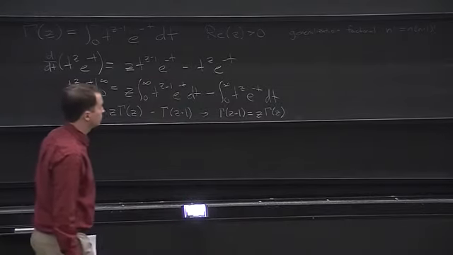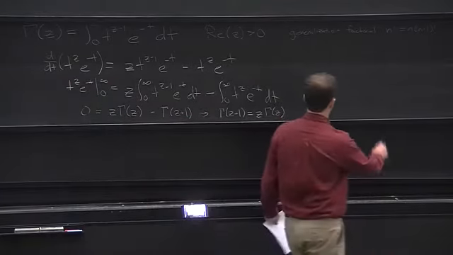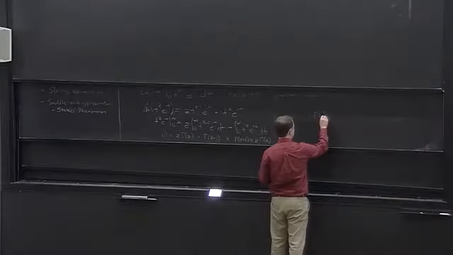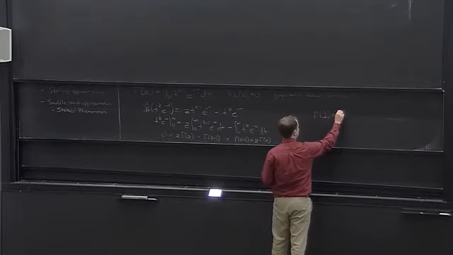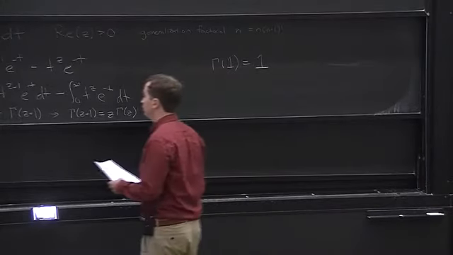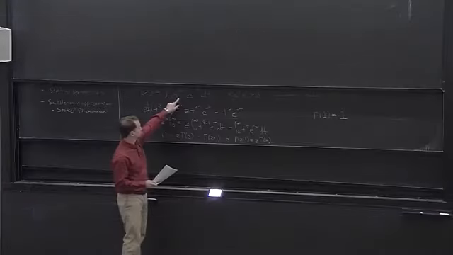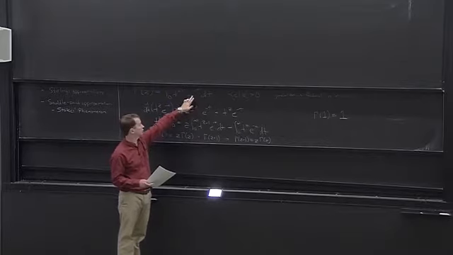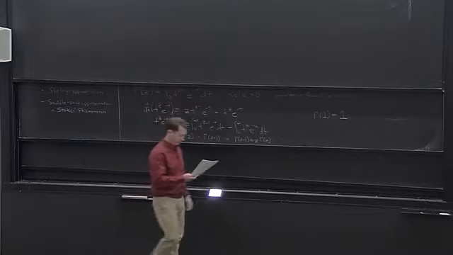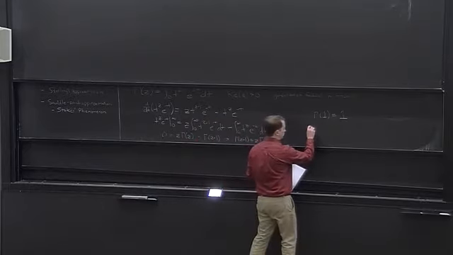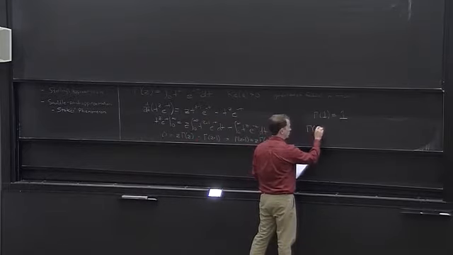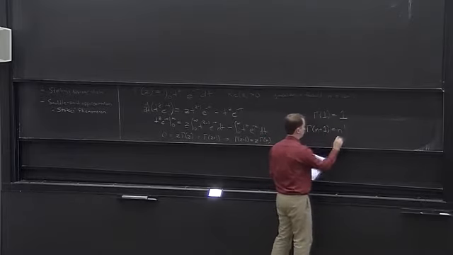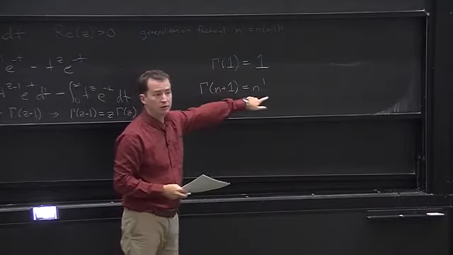And together with the fact that gamma of 1 is 1. You can see that just from the definition. If we take z equals 1, this factor goes away. Integrating e to the minus t from 0 to infinity gives us 1. That allows us to make the identification that gamma of n plus 1 is n factorial.